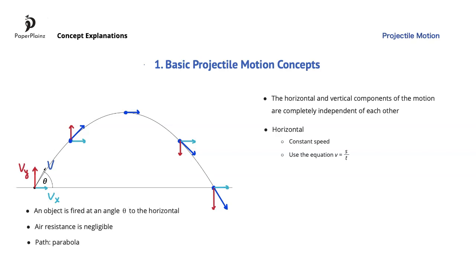Based on what we have learned in an earlier video about resolving vectors, the initial horizontal velocity of the object, which in our diagram is denoted with vx, is equal to v times cosine theta. Here, v is the magnitude of the object's initial velocity, and theta is the angle that this initial velocity vector makes with the horizontal. The vertical component resembles the motion of an object thrown vertically upwards.